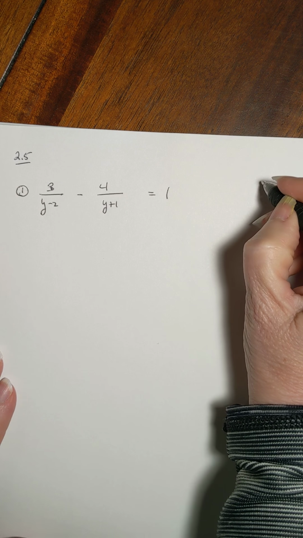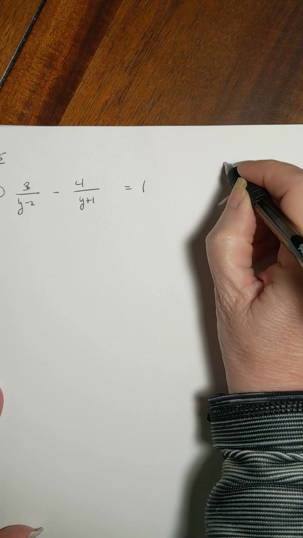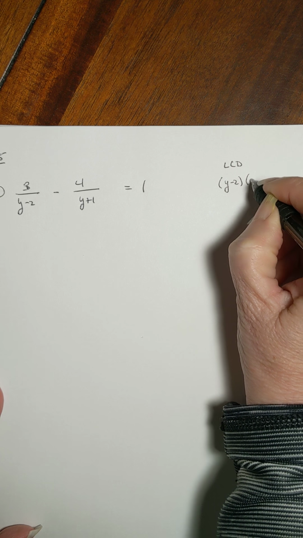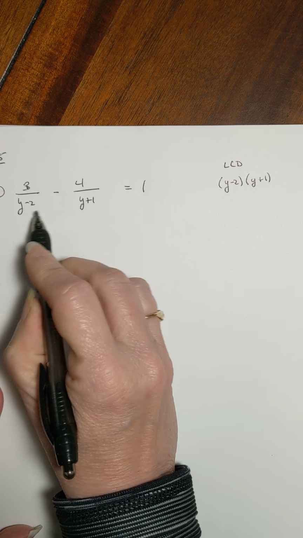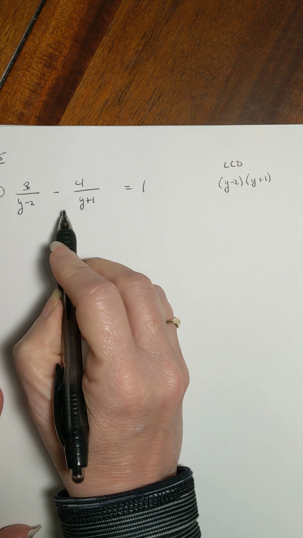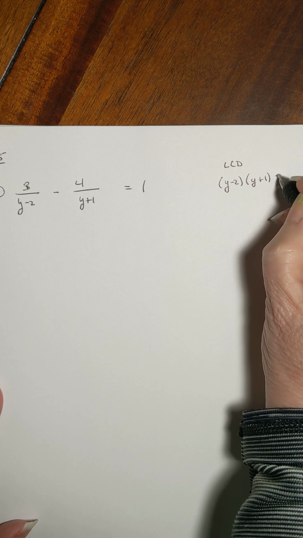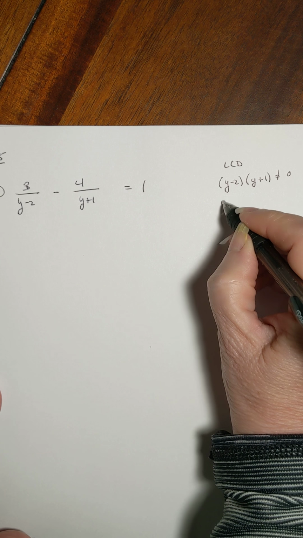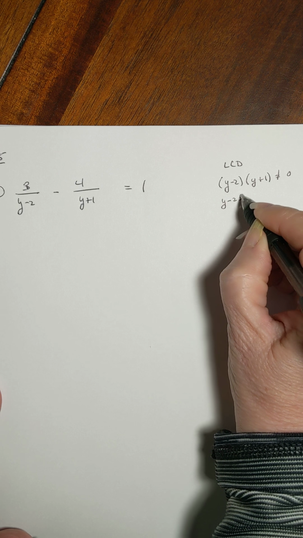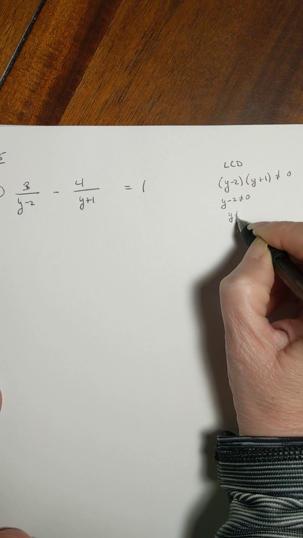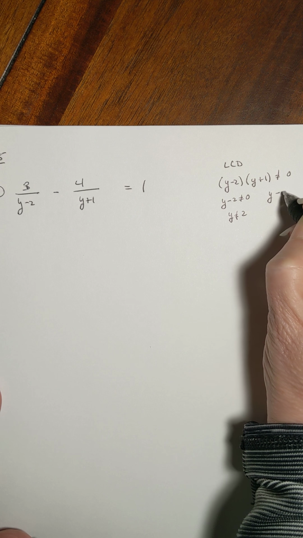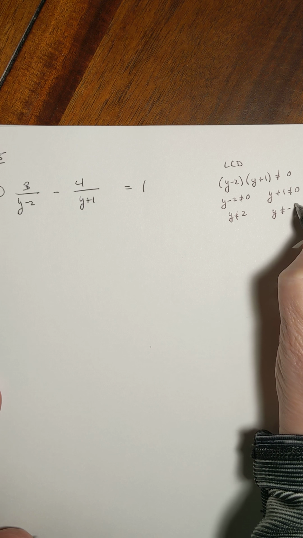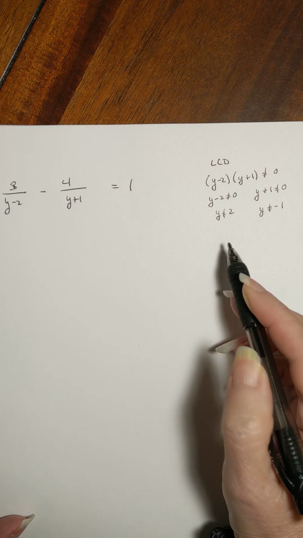Now notice that my LCD is going to be y minus 2 times y plus 1. And when you multiply the two factors together, that's what you're going to get for your LCD. Now remember, the denominators cannot equal 0, so I have two restricted values here. If y minus 2 cannot equal 0, then y cannot equal 2, adding 2 to both sides. And if y plus 1 cannot equal 0, subtract the 1, y cannot equal negative 1. So those are our two restricted values.